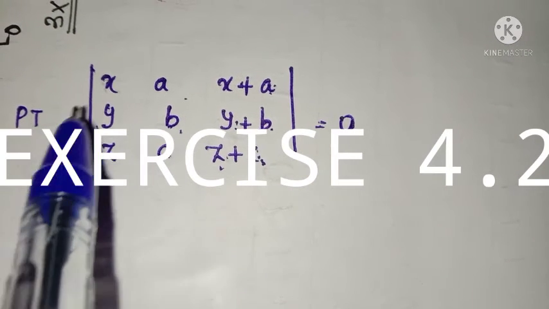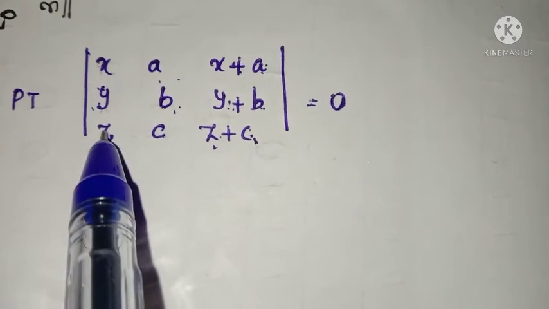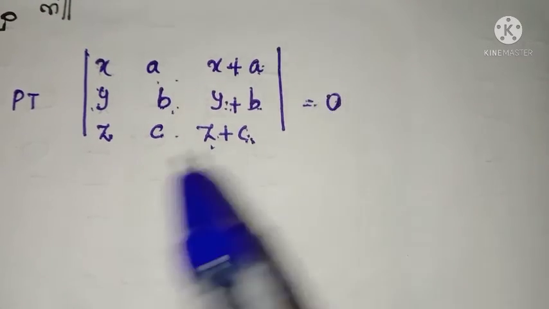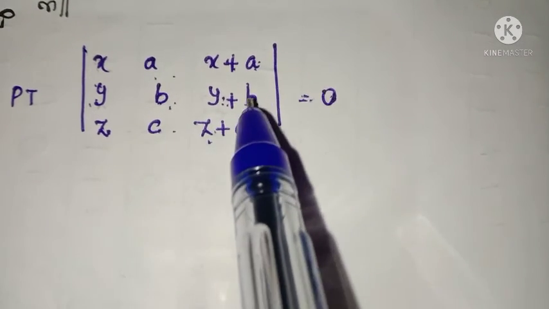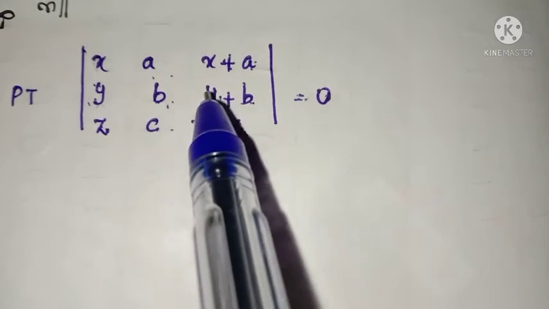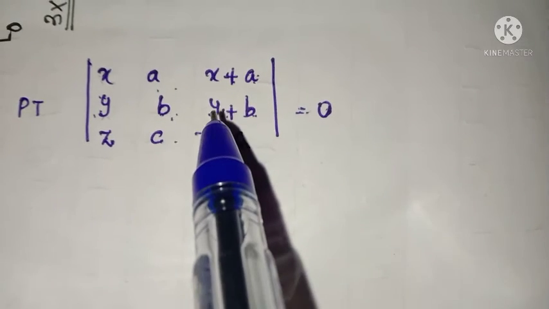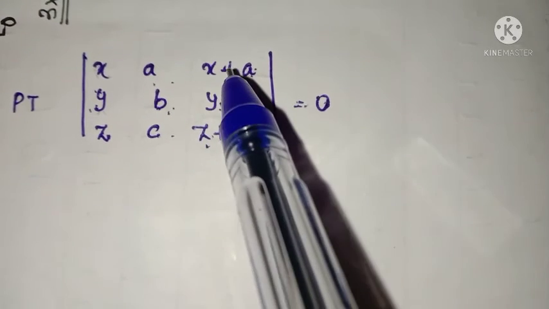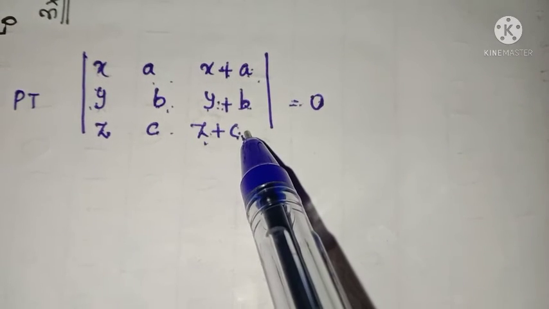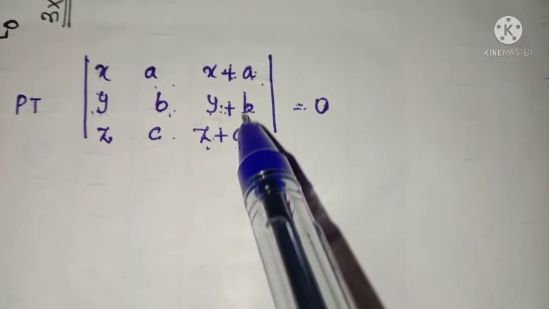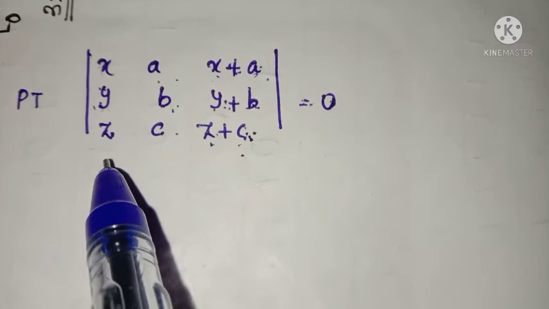First question, prove that determinant x a x plus a, y b y plus b, z c z plus c equals 0. Listen children, we are going to find the value of the determinant without expanding along a row or column. Here we are using the properties of determinants. Now look at this determinant, the third column is x plus a, y plus b, z plus c. That is, all the elements of this third column are a sum of 2 terms, isn't it?